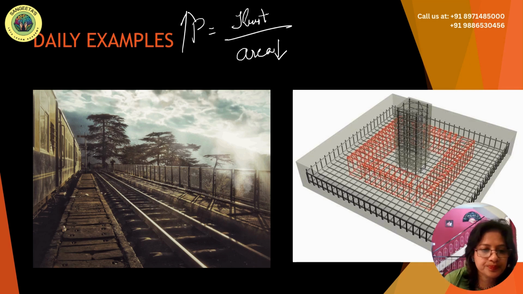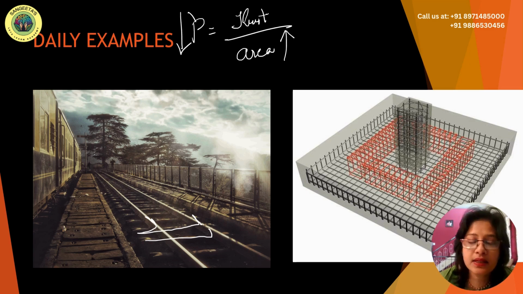Okay, I'll rub this. When the train is here, the load spreads over this much area. It is increasing this much area. So what is happening is we have deliberately increased the area so that the pressure on the railway tracks is less. Another example that you need to know is the building.